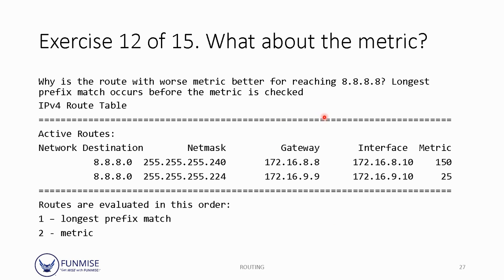Actually, the routes will be evaluated in a certain order. The longest prefix match will be matched before metric gets considered. So metric would only come into play if routes were of equal prefix length. Since this one has a longer prefix that matches where you're trying to get to, this route will be used over this one because the prefix is longer. So longest prefix match occurs first, then if all else is equal, we will look at metric.